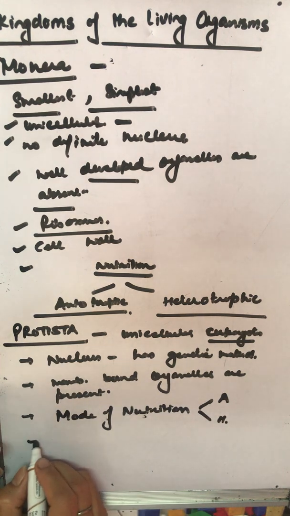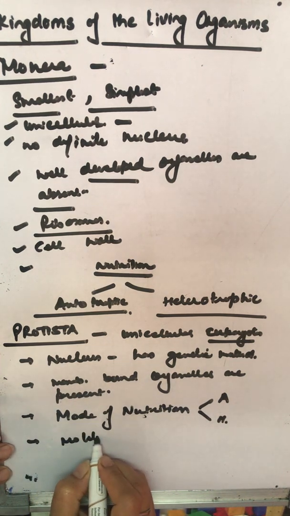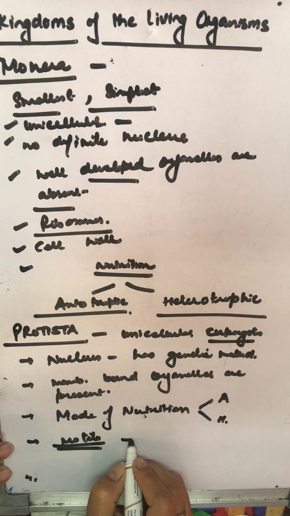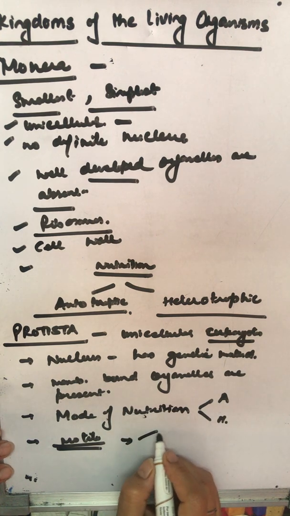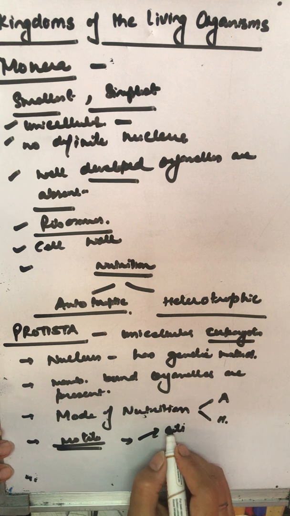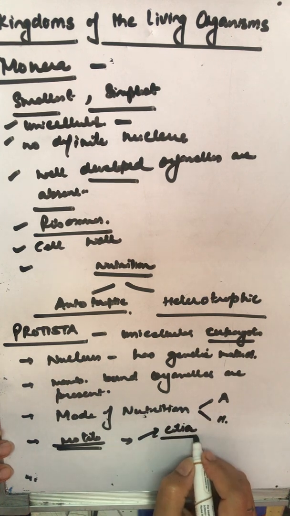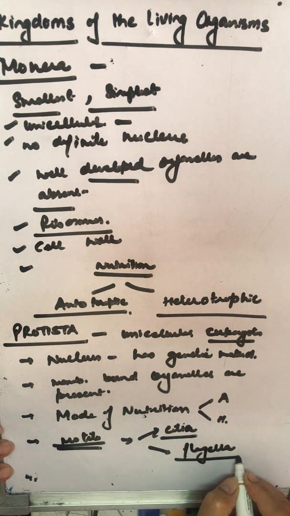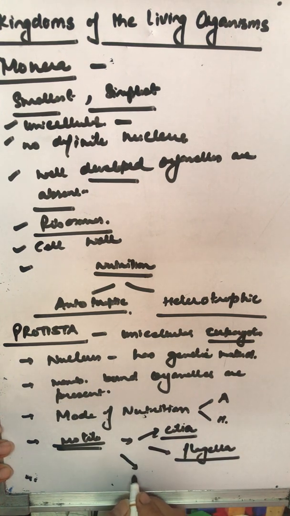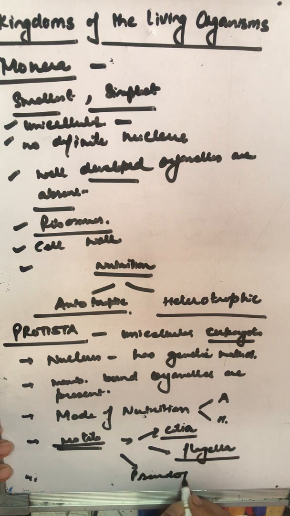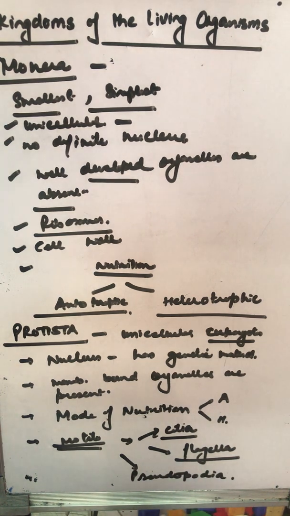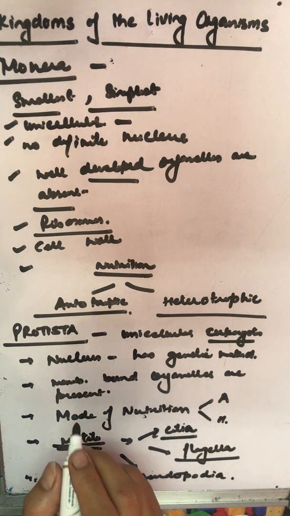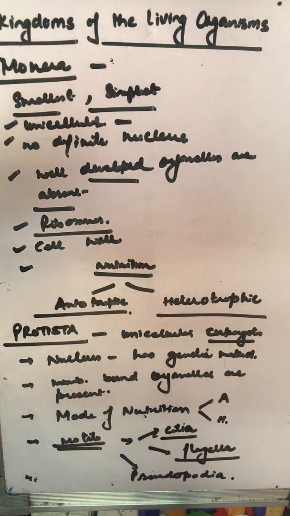They are sometimes motile protists. They are motile and they move from one place to another. How? With the help of cilia, which are hair-like projections, flagella, which are long whip-like, and pseudopodia, false feet. These are protistans. Then when they are further a little developed, they belong to the kingdom Fungi.